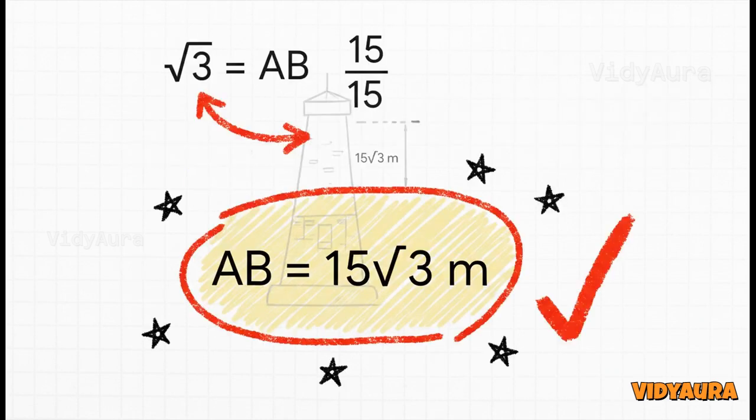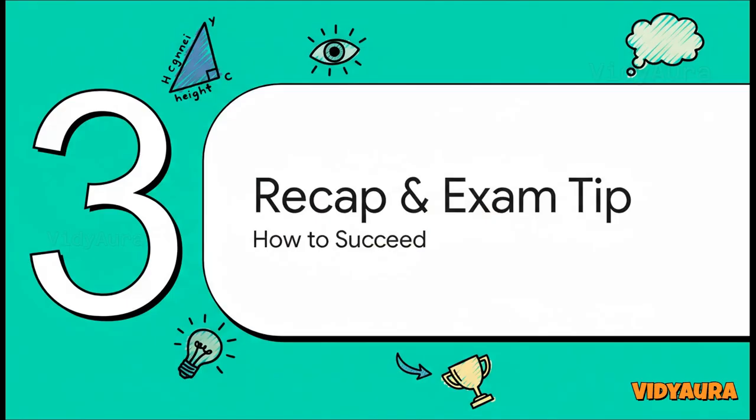And now for the final step. To get AB all by itself, we just need to bring that 15 over to the other side. So we multiply. And we get AB is equal to 15 times root 3. And what are we forgetting? The units. Always remember the units. So it's 15 root 3 meters. And that's it. We've found the height of the tower. See how that worked? You can totally do this. Great job working through that with me.